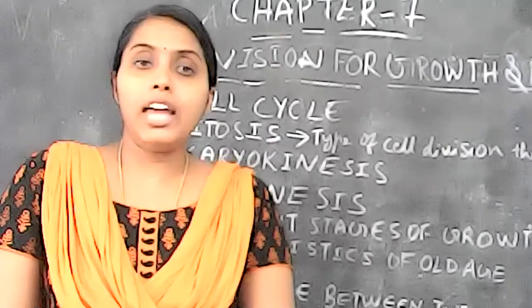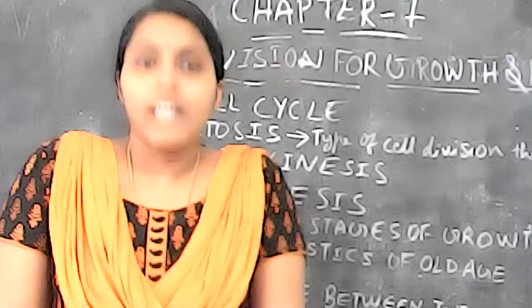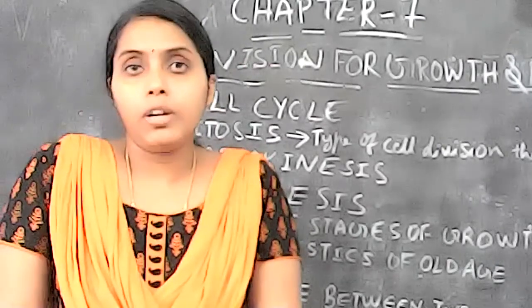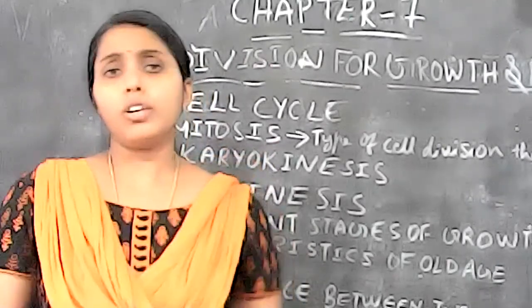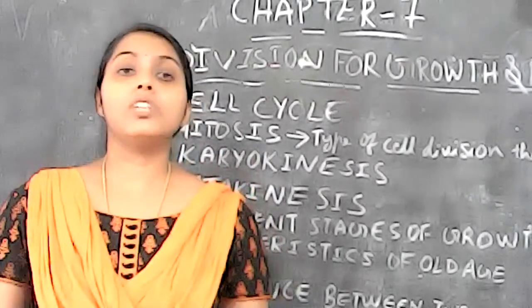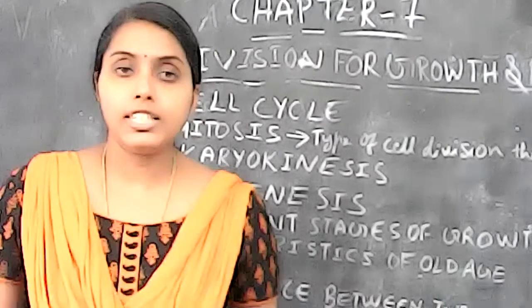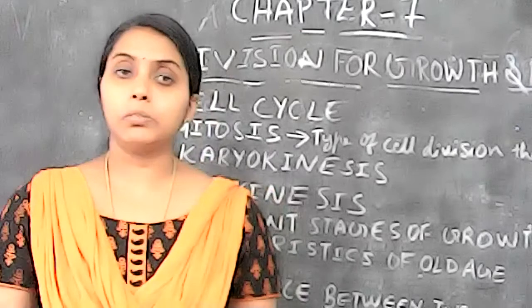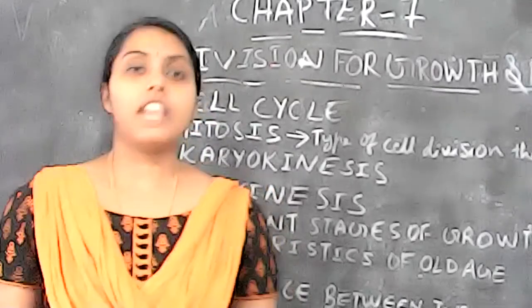The chromosomes will again transform into chromatin reticulum. Then two new daughter nuclei are formed. When two daughter nuclei are formed, karyokinesis, that is nuclear division, will be completed. Next starts the cytokinesis. Cytokinesis means the division of cytoplasm.